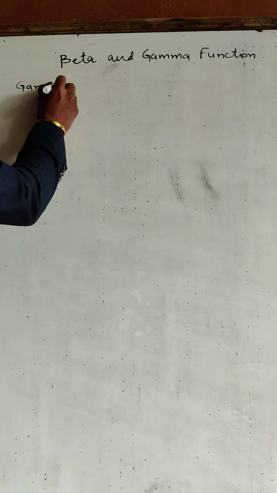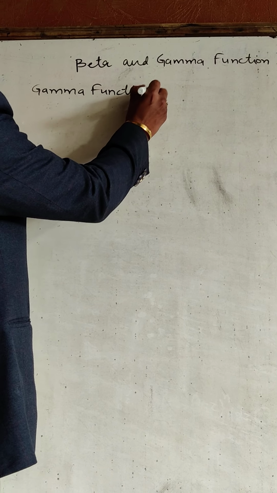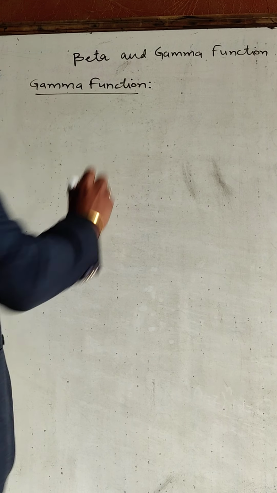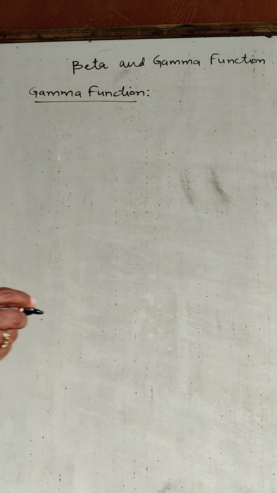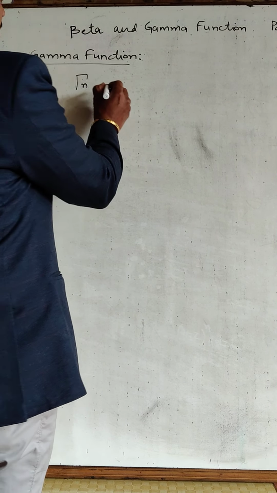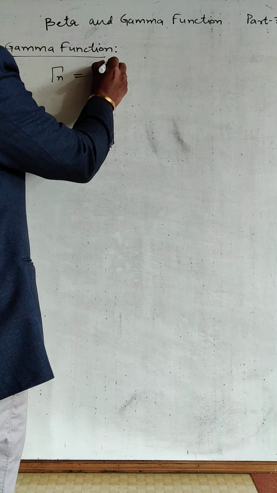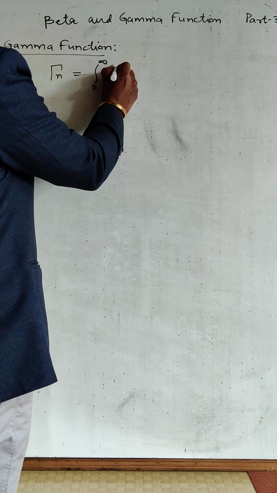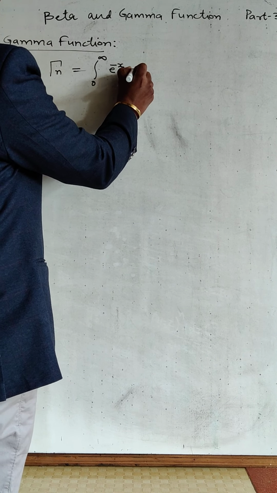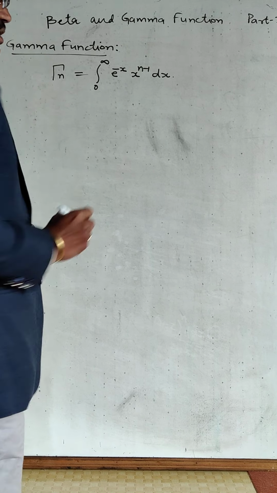What is gamma function? Gamma function is again a special type of definite integral, also known as Eulerian second integral, and gamma function is denoted in this way. Gamma of n is integral 0 to infinity e raised to the power minus x, x raised to the power n minus 1 dx.